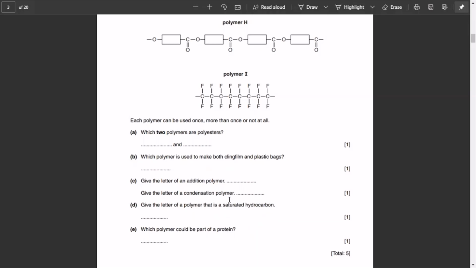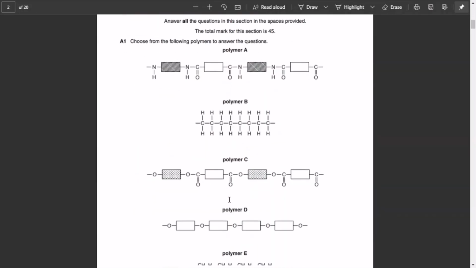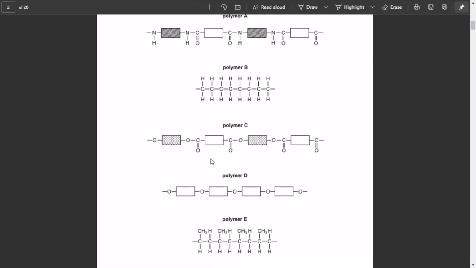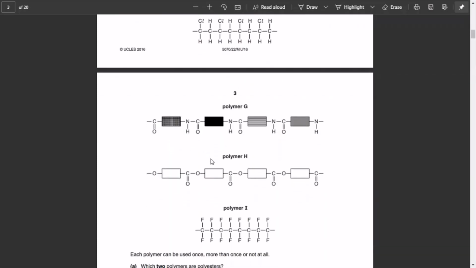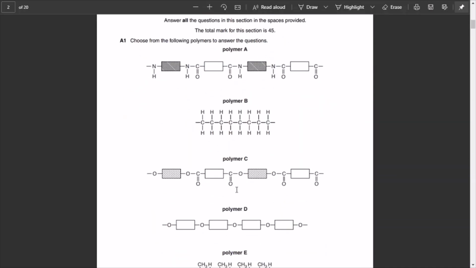Part A says which two polymers are polyesters. If you look at A, it has nitrogen in it. It's not a polyester. A polyester must have O and C double bond mainly. Alright, so let's see this. This one is not possible. Polymer B does not have C double bond O.